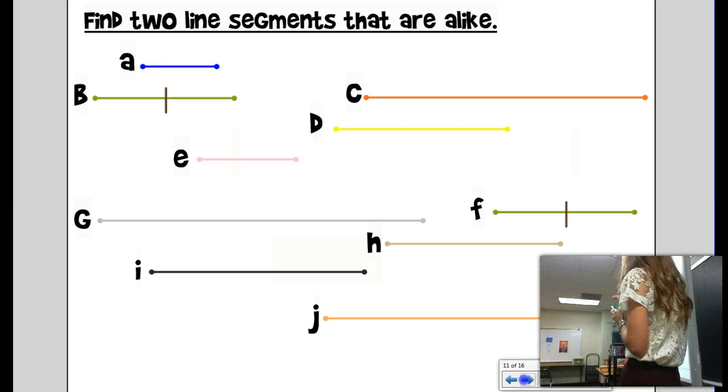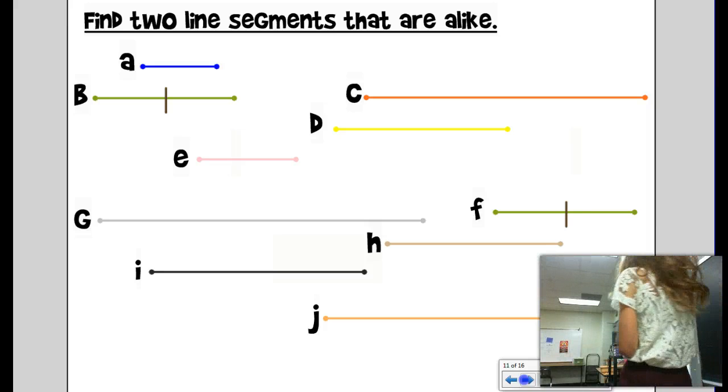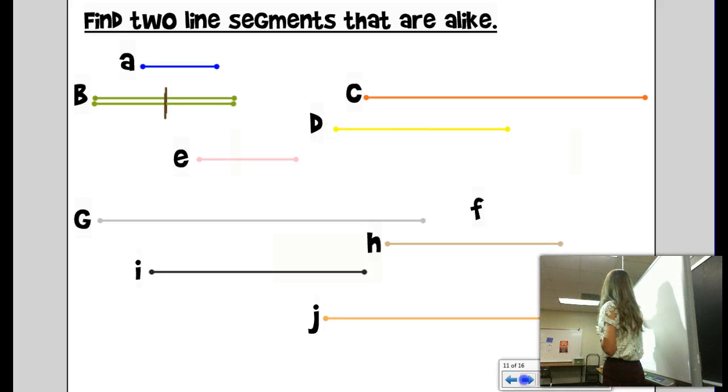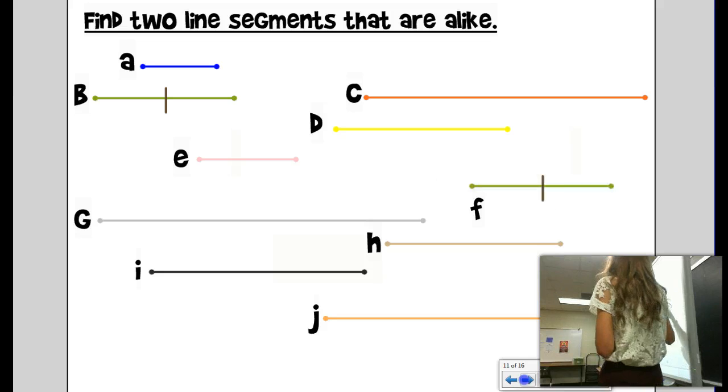Which ones do you want me to try? Which ones look congruent? B and F. Well, those already have tick marks. Do you agree that tick marks are the symbol that tell us that two segments are congruent? So B and F are definitely congruent.